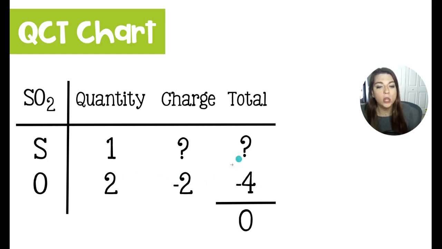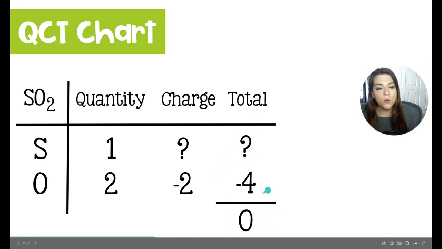So I know that all of my oxygens in total have to give me a -4, but I don't know what the sulfur total is. I do know from one of those rules, I don't remember the number, that our total for a neutral compound must be 0. So that's what we're working with here. So we're going to kind of reverse engineer the table to get back to the charge of the sulfur.